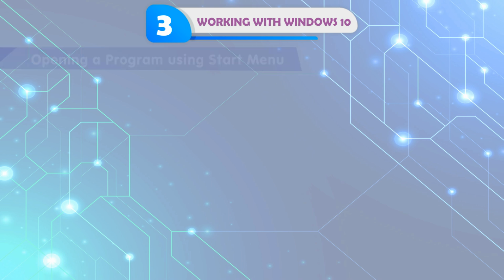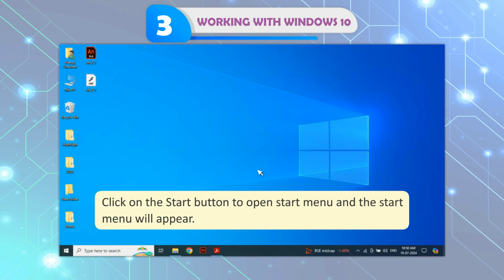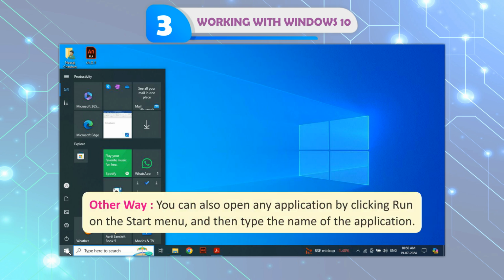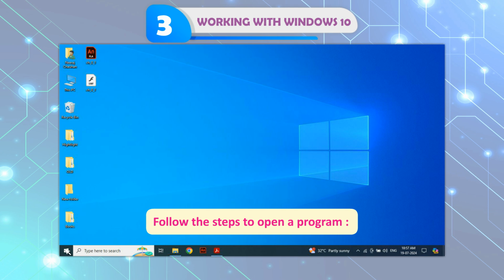Opening a program using Start menu. Click on the Start button to open the Start menu and the Start menu will appear. Start menu contains a list of many different programs. Another way, you can also open any application by clicking Run on the Start menu and then typing the name of the application. Follow the steps to open a program.